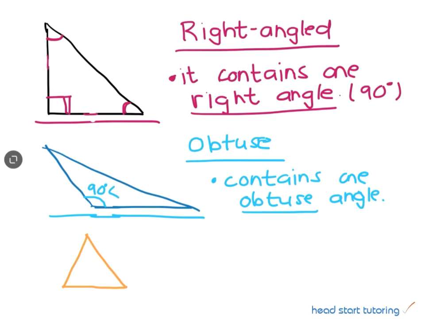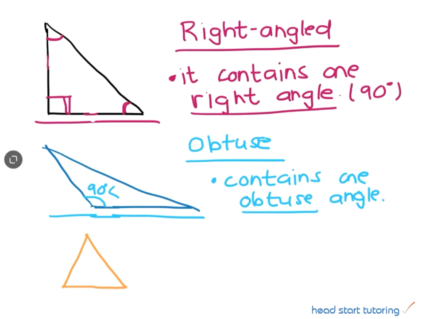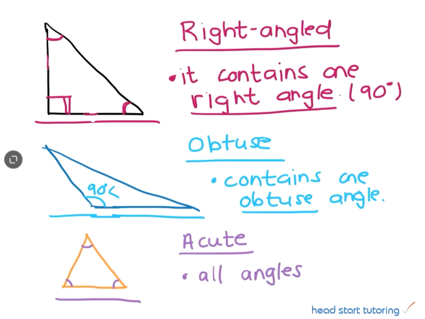Right, so let's have a look at our triangle over here. This is called an acute angled triangle, or an acute triangle, and that is because all angles are acute.